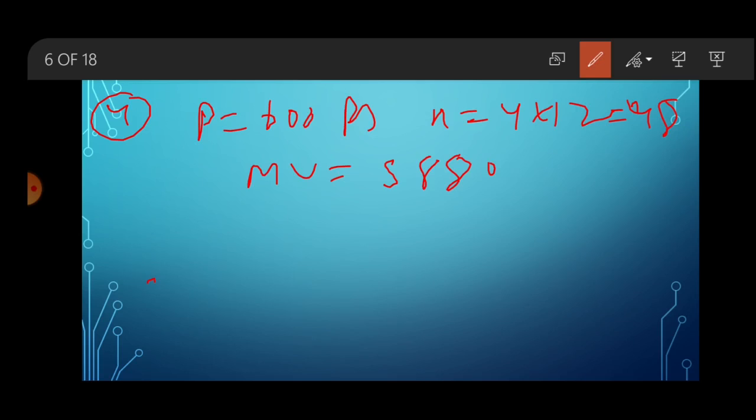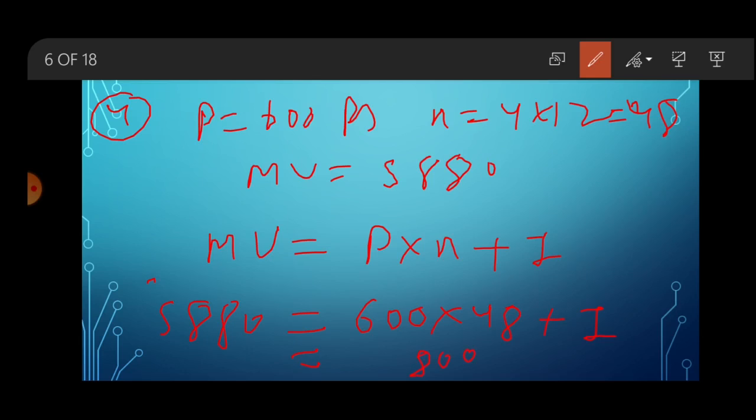Now MV is equal to P into n plus I. So MV is 5880, your principal is 600, multiplied by 48 months, plus I. Now I will multiply this 600 by 48. So the result will be, first I will write two zeros, then 6 eights are 48.